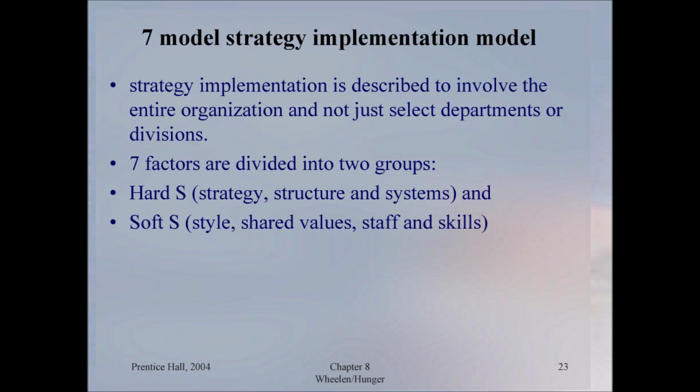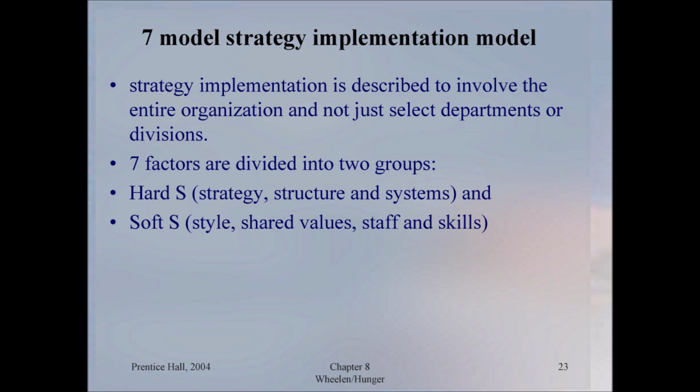Okay. Now there is another model too that you can use when you are looking at the strategy implementation model. Okay. And this has 7 S's. So the 7 S model of strategy implementation. Okay. So according to this model, there are 7 factors, and those have been divided into 2 groups.